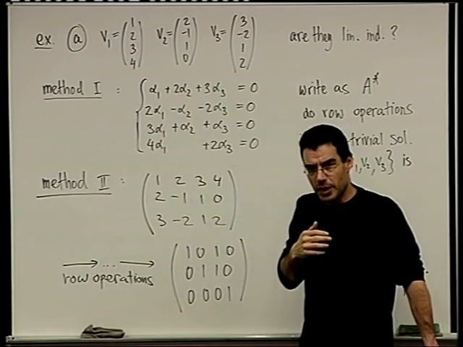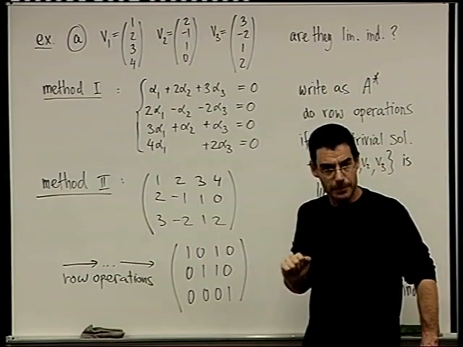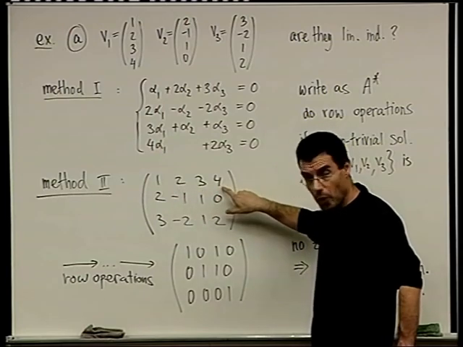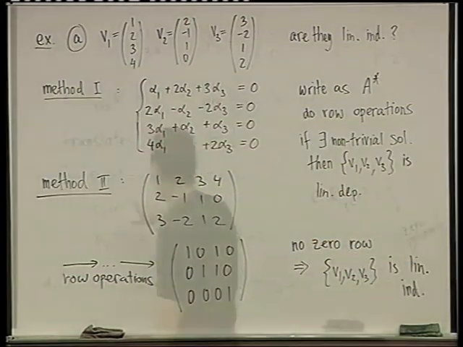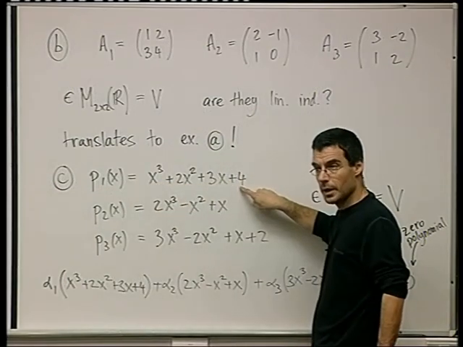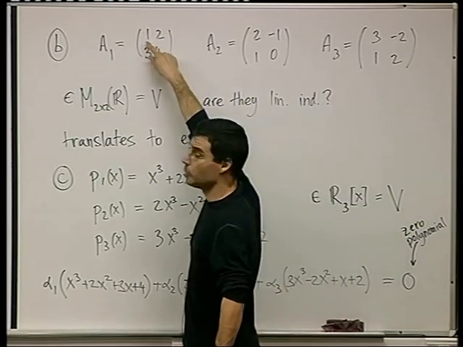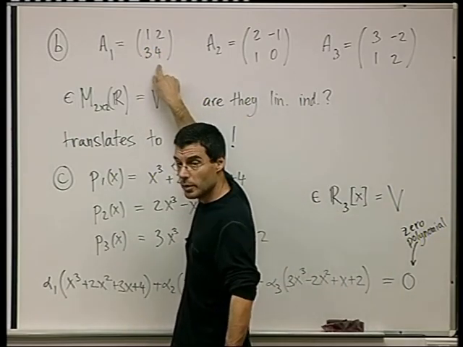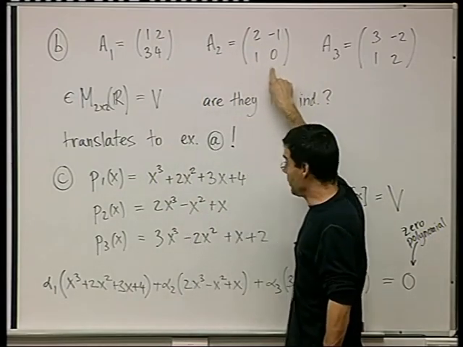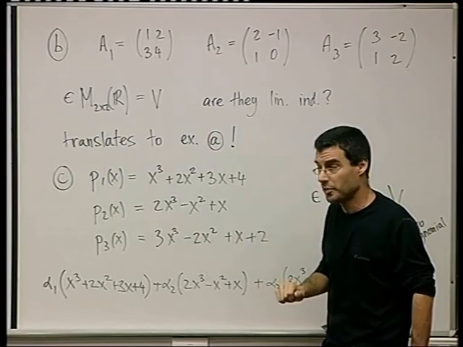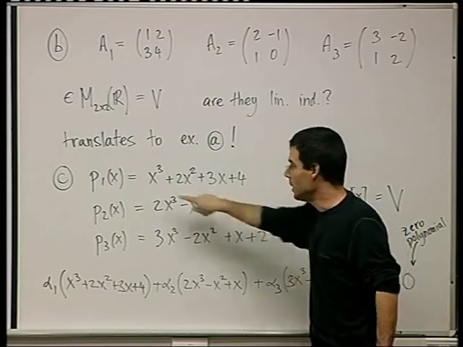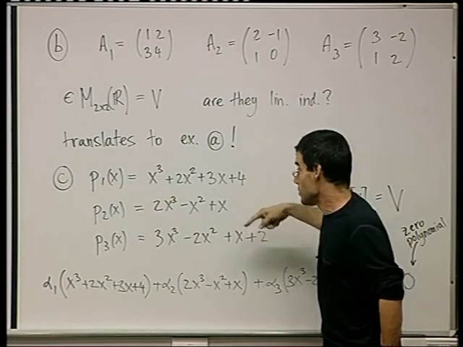All those x's over there are just to make life harder. Just take the coefficients. 1, 2, 3, and 4 are precisely the coefficients of P1. 1, 2, 3, and 4. They were precisely the entries of this 2 by 2 matrix. 1, 2, 3, and 4. Okay? 2, negative 1, 1, 0 is the same 2, negative 1, 1, 0 when we wrote it as R4. It's the same 2, negative 1, 1, 0 in P2. Do you see that?